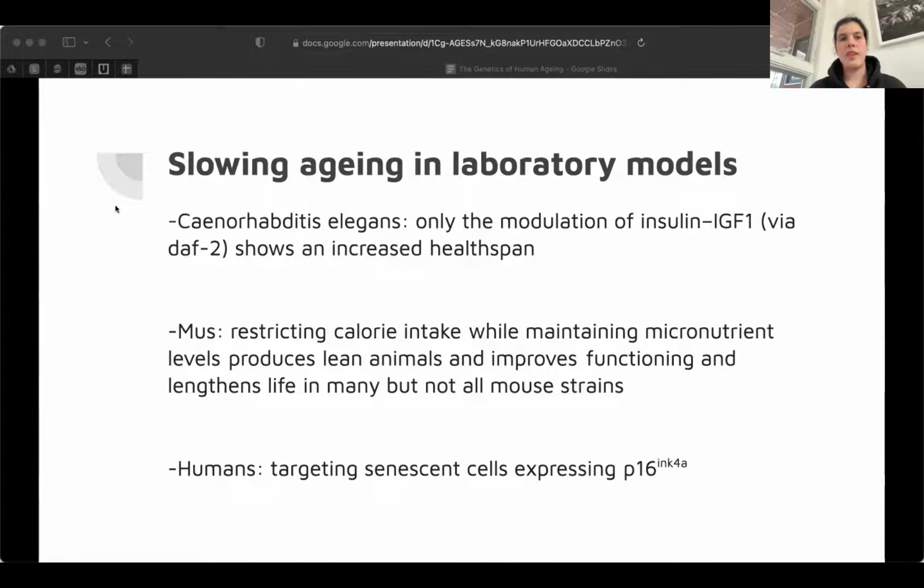In particular with the C. elegans model, they noticed that DAF-2, which is a specific nutrient sensing growth factor associated with insulin-like growth factor 1, signals and upregulates autophagy and normal senescence.